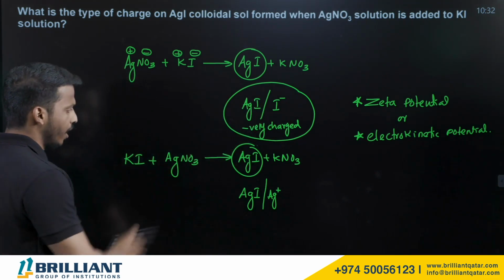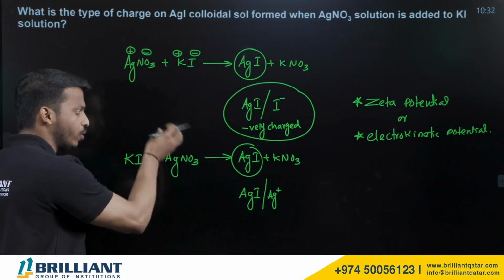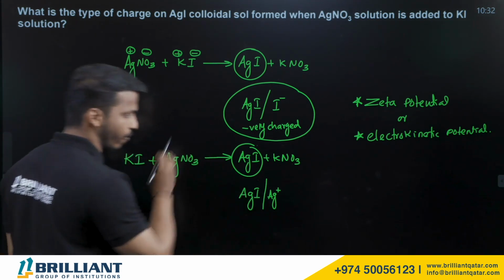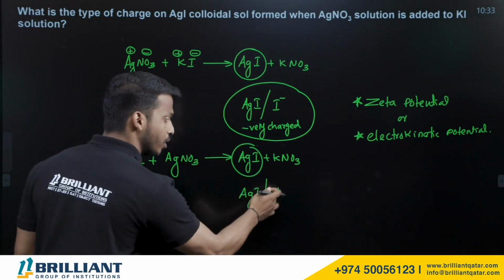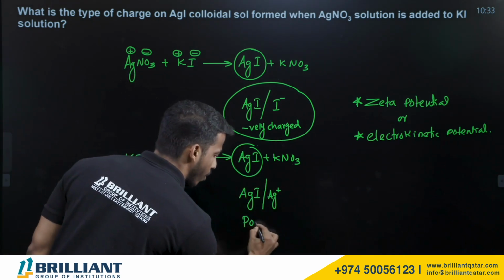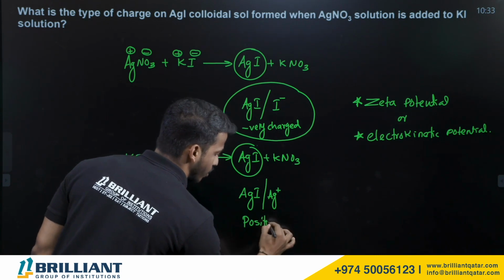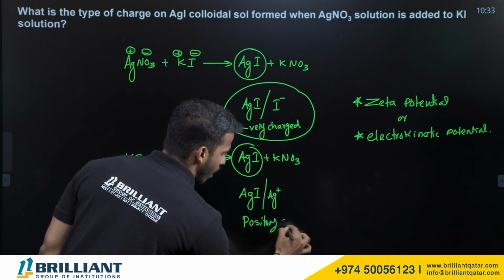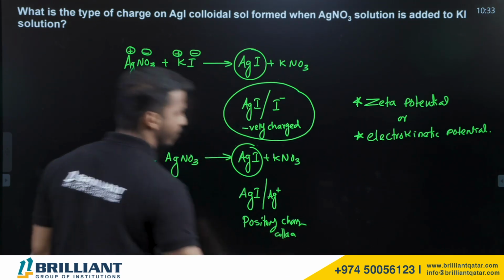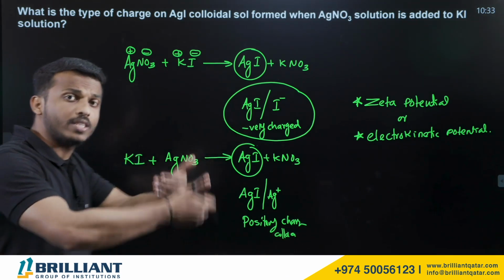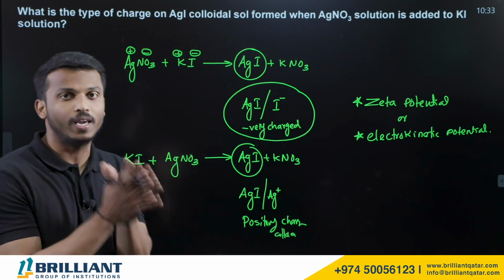What about here? When potassium iodide is added into silver nitrate, silver iodide forms, where the absorbed one is the silver ion. Now what is the charge of silver? Positive, so it will form a positively charged colloid. Okay, a positively charged colloid can be formed. Clear? So whichever ion is absorbing, that will be the charge of the system.